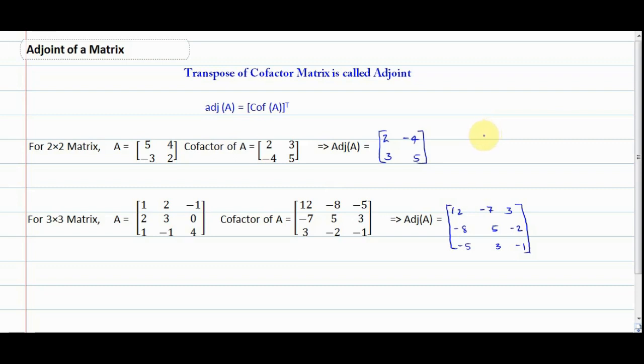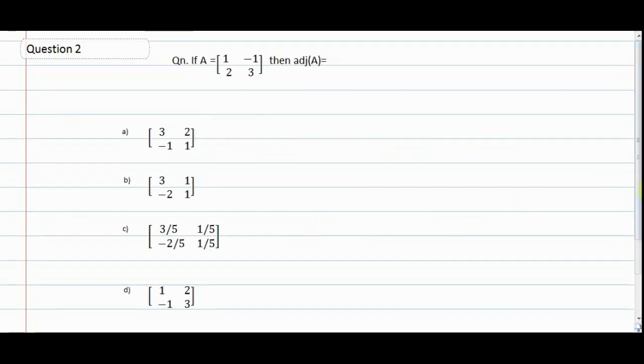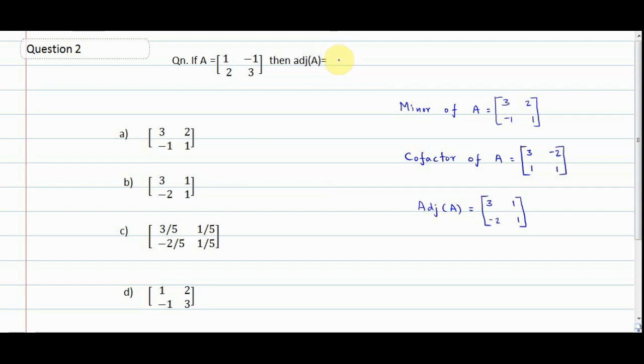Okay, now let's see one question related to the adjoint of a matrix. If A is equal to 1, minus 1, 2, 3, then the adjoint of A is equal to. So you may try this by yourself. Please pause the video and try to answer by yourself. Okay, now you may check your answer. Here the right answer is option B.